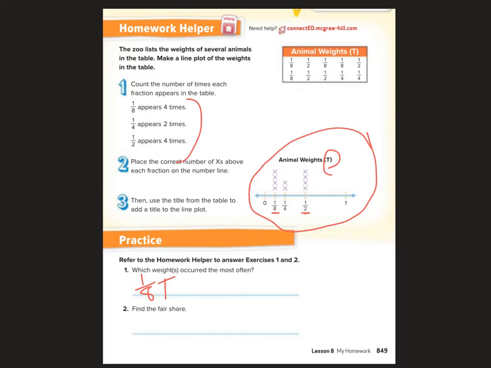1/8 T, capital T means ton, and 1/2 of a ton. Okay, so how many pounds would half a ton be? 1,000. Yeah, I can hear you yelling at me, 1,000. You're right.